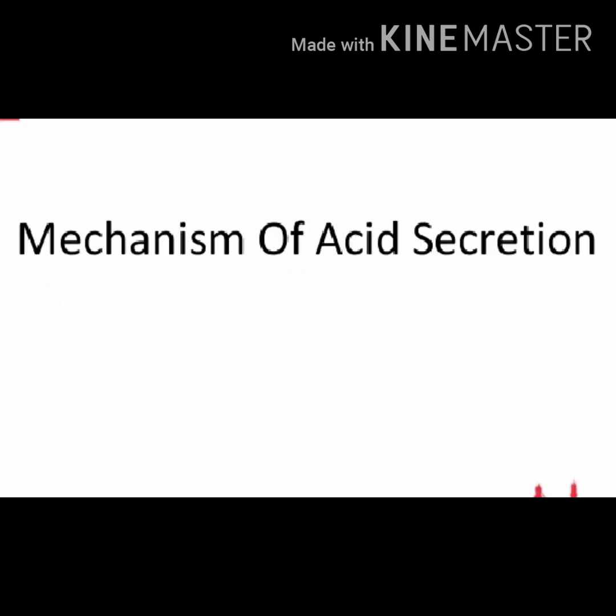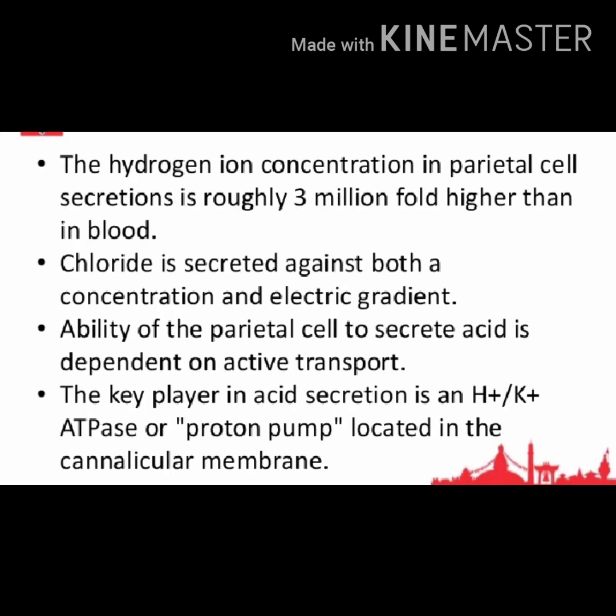Next, we will see the mechanism of acid secretion. First, the hydrogen ion concentration secreted by the parietal cell is roughly 3 million fold higher than in the blood, and chloride is secreted against both concentration and electrical gradients. The ability of the parietal cells to secrete acid depends on active transport. The key player in acid secretion is the hydrogen potassium ATPase pump, a proton pump located in the canalicular membrane.